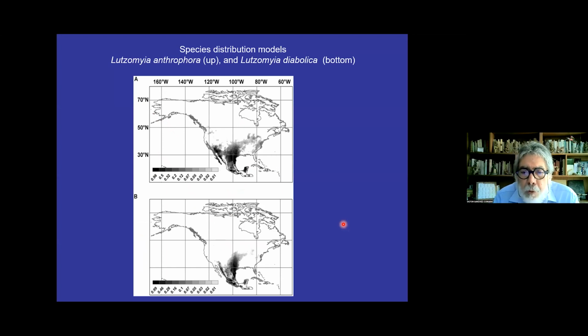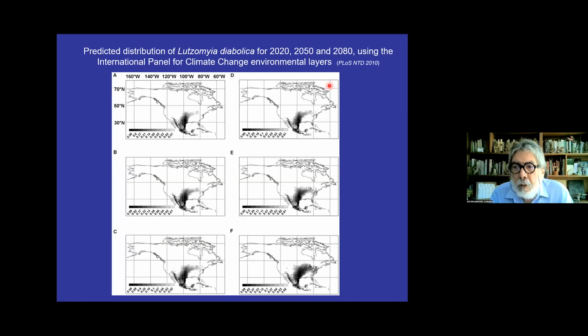Now, these are the distribution models of two sandflies that we produced some time ago, which are sandflies that are very effective at transmitting Leishmania to humans. That is Lutzomyia anthropophora and Lutzomyia diabolica. And here are the climate change distribution projections of both species under different future years. And you can see that the projections cover wide areas of North America.